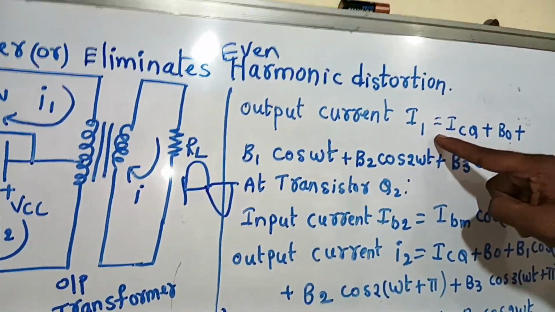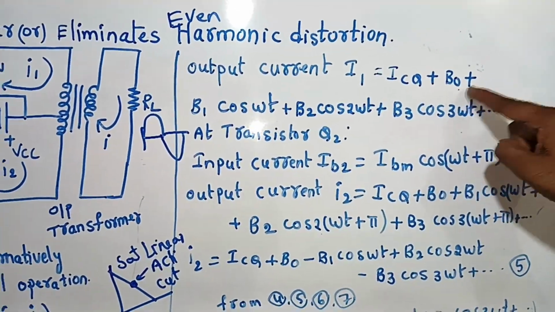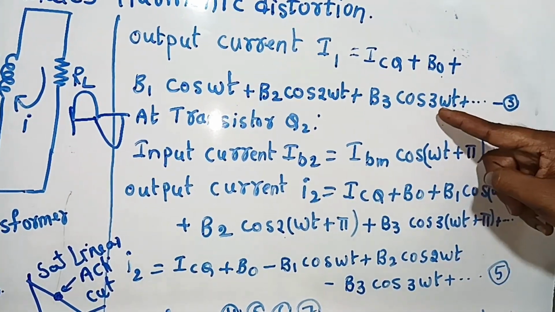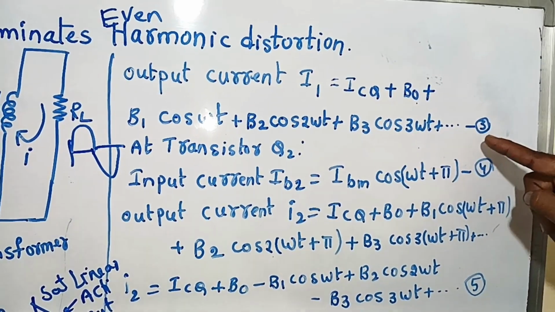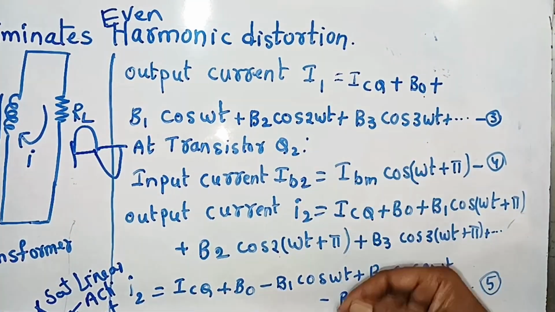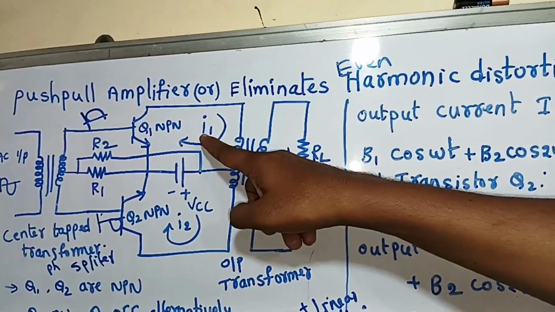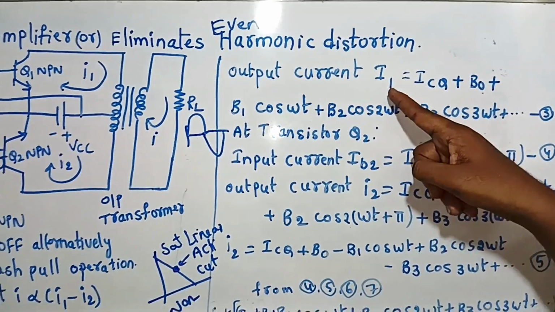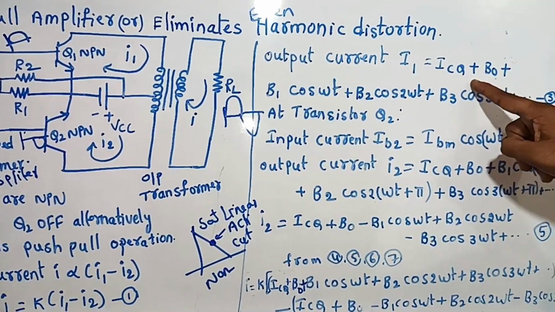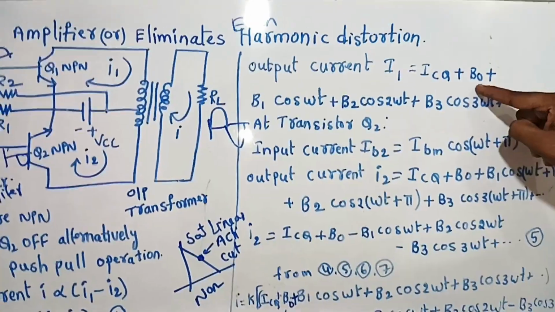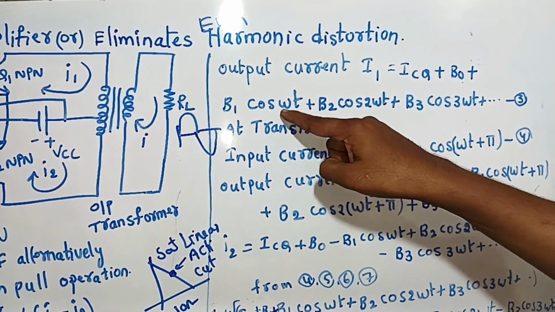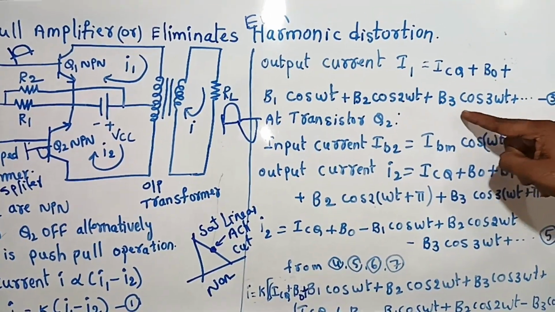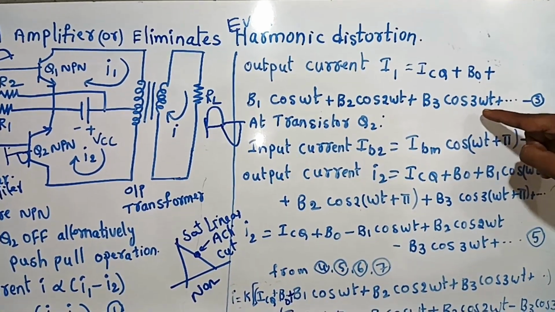Then go to the output current. The output current I1 is equal to ICQ plus B0 plus B1 cos omega t plus B2 cos 2 omega t plus B3 cos 3 omega t plus so on. That is the third equation. The output current in the Q1 transistor loop is I1. So I1 is equal to ICQ plus, here we have some harmonics: B0 is a constant, plus B1 cos omega t, the first harmonic, B2 cos 2 omega t, the second harmonic, B3 cos 3 omega t, the third harmonic, and so on.